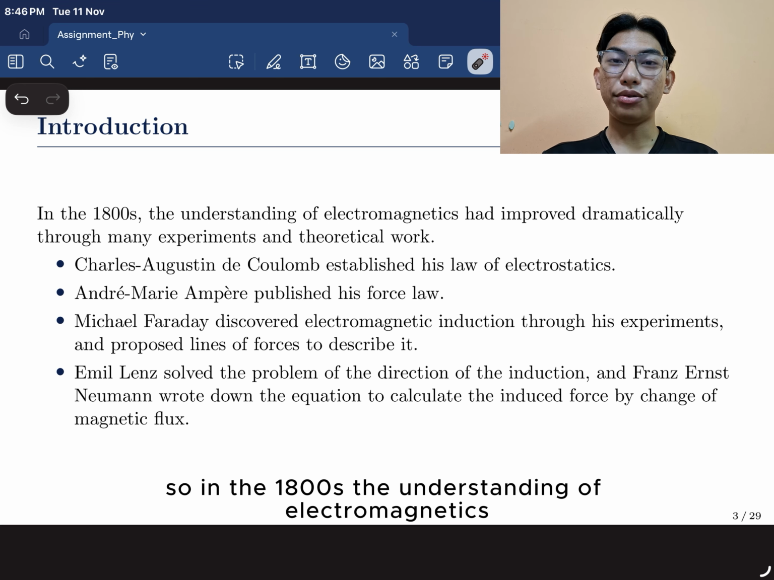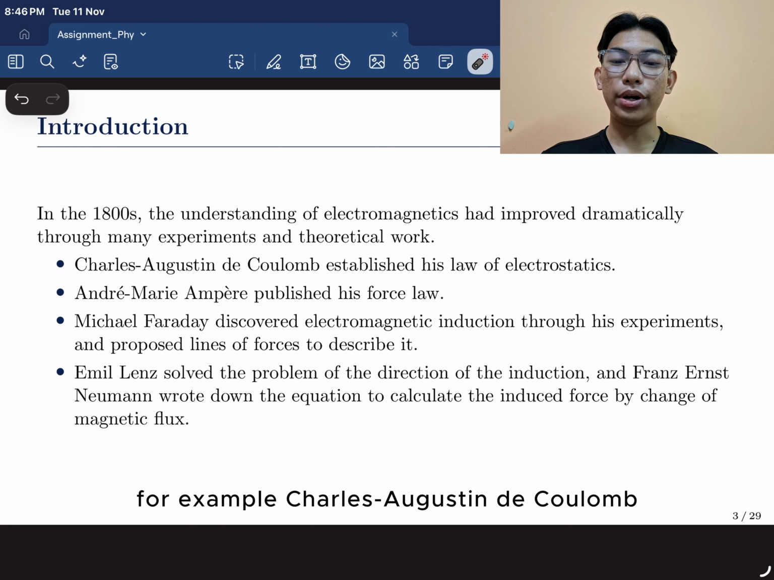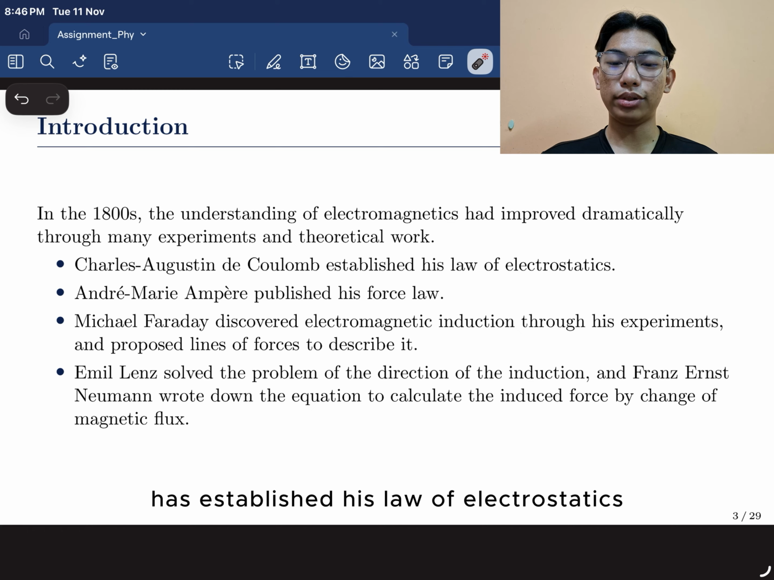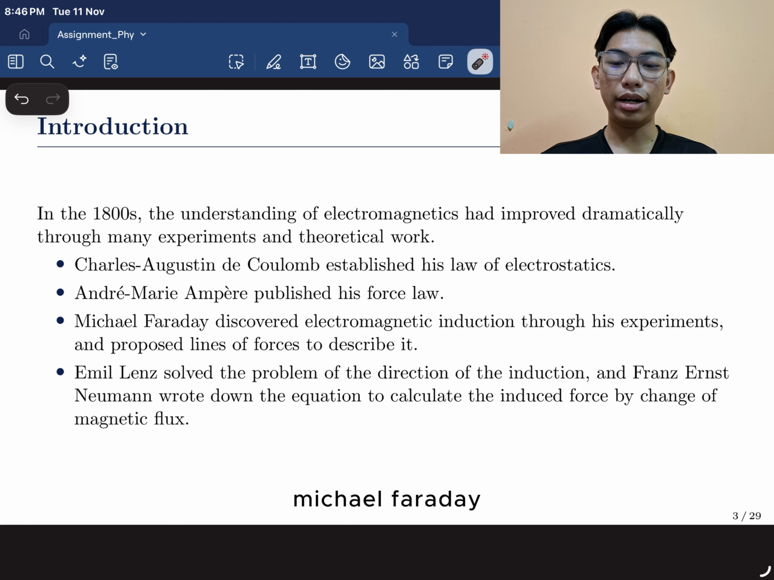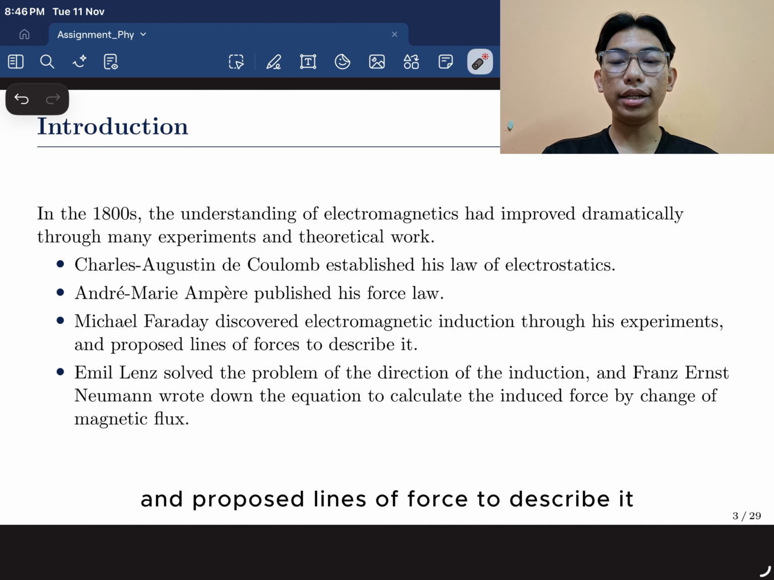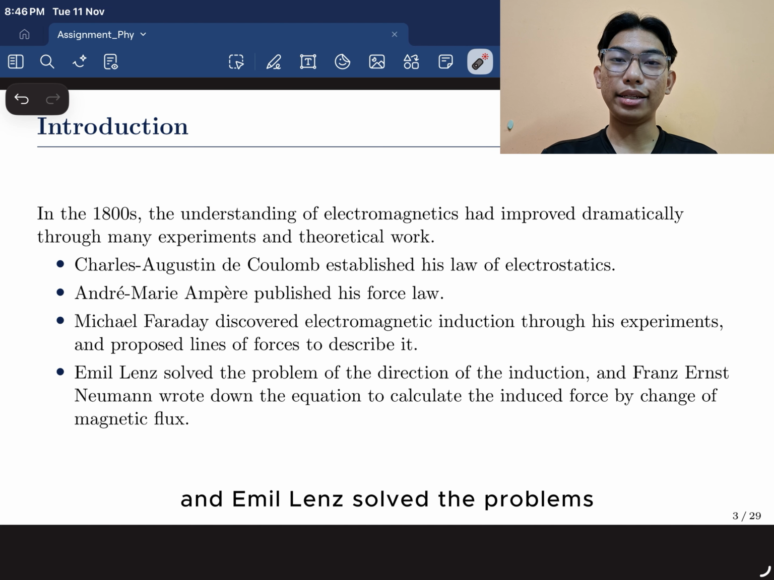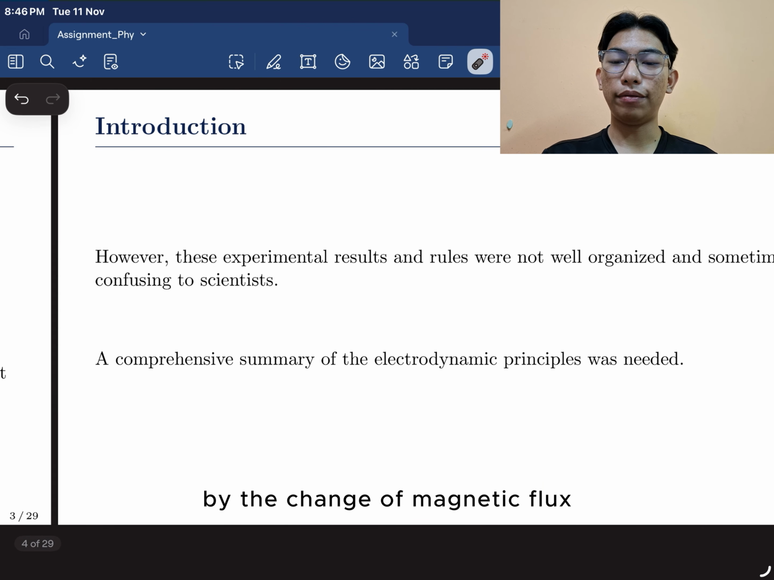So in the 1800s, the understanding of electromagnetics had improved dramatically through many experiments and theoretical work. For example, Charles Augustin de Coulomb established his law of electrostatics. André-Marie Ampère published his circuital law. Michael Faraday discovered electromagnetic induction through his experiments and proposed lines of force to describe it, and Emil Lenz solved the problem of the direction of the induction, and Franz Ernst Neumann wrote down the equation to calculate the induced force by the change of magnetic flux.